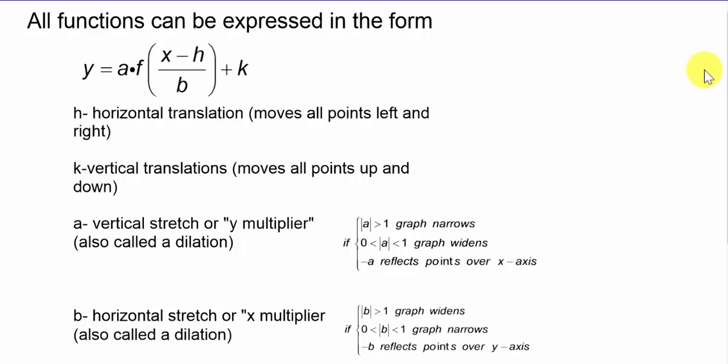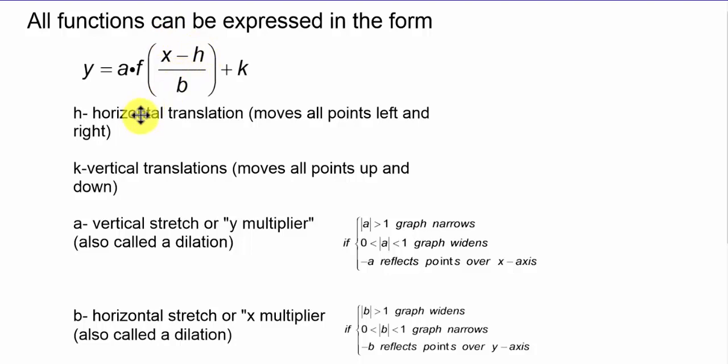So let's pick up where we left off yesterday and review a little bit. We talked about parent functions and then the fact that we can change all parent functions to a different form that will kind of fit this equation right here. Each of these has a specific task in the function.